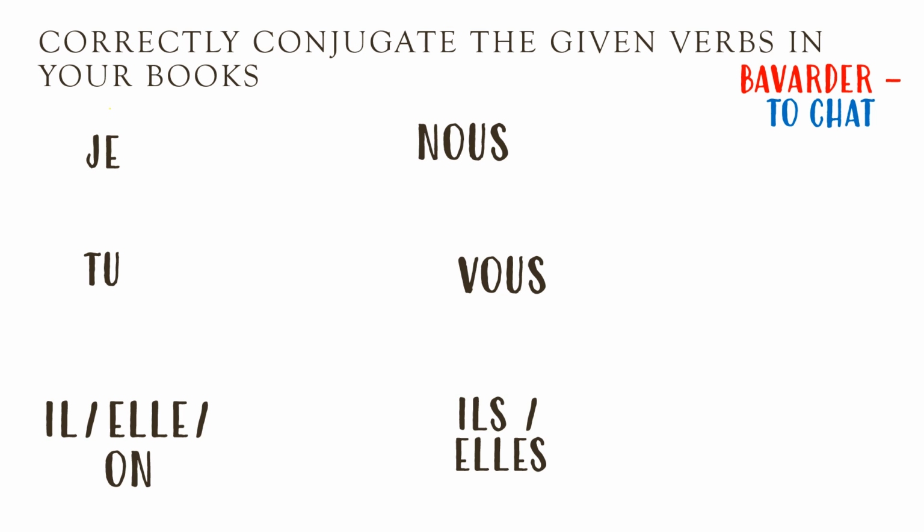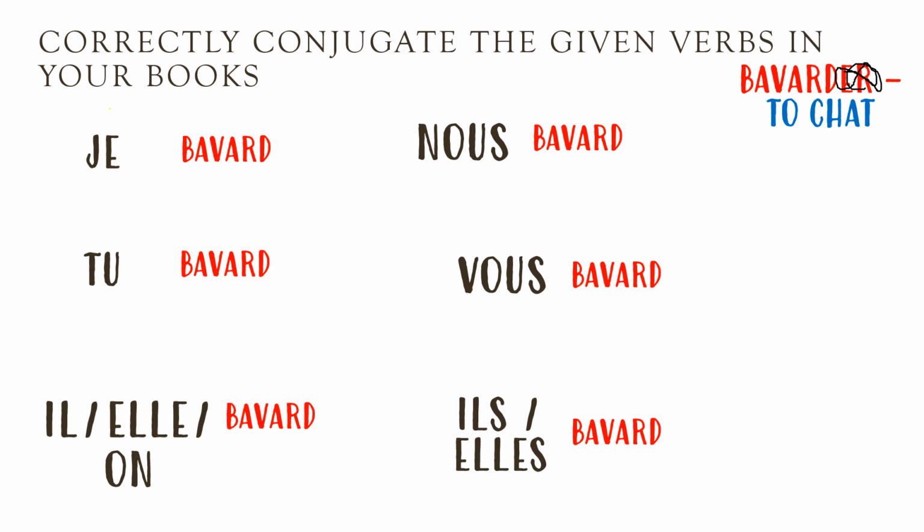What do we do first? As you know, we drop the ending, drop off the er, and we're left with the stem, b-a-v-a-r-d. Quick pronunciation point: er is pronounced like "ay". So bavarder, not bavarder. Let me not hear you say it wrongly at any point in time. So we drop the er and we get the stem.